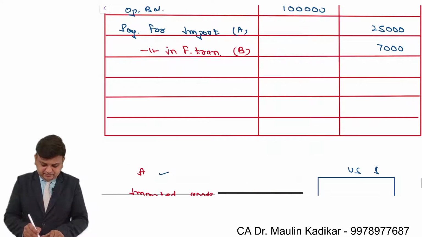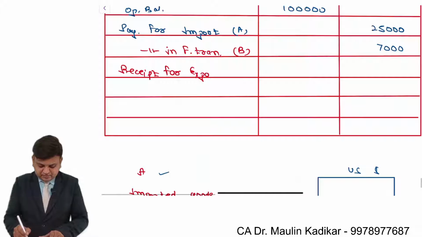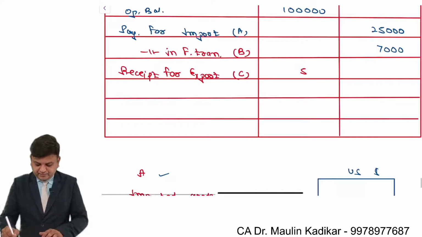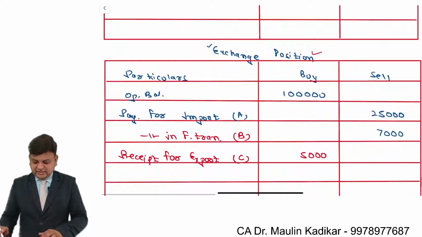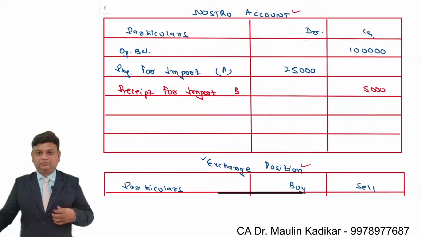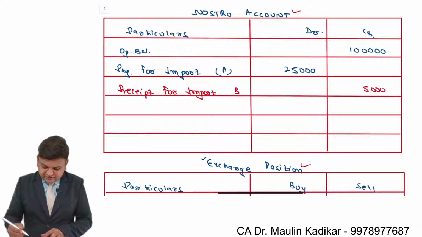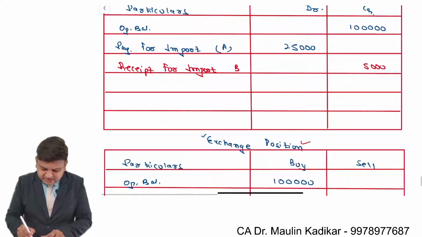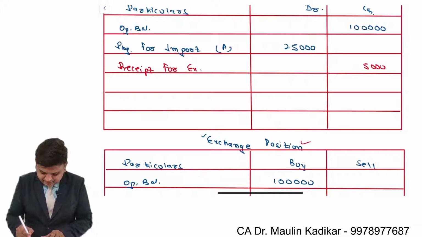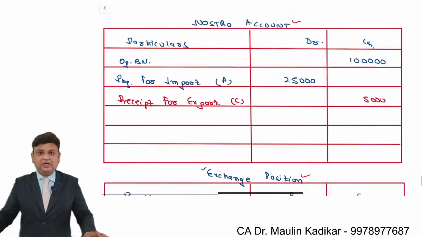And over here, receipt for export in that C Limited, in that $5,000. This is the way we are required to consider the transaction. Sorry friends, there is a mistake on my end. Receipt for export for C Limited. Sorry.